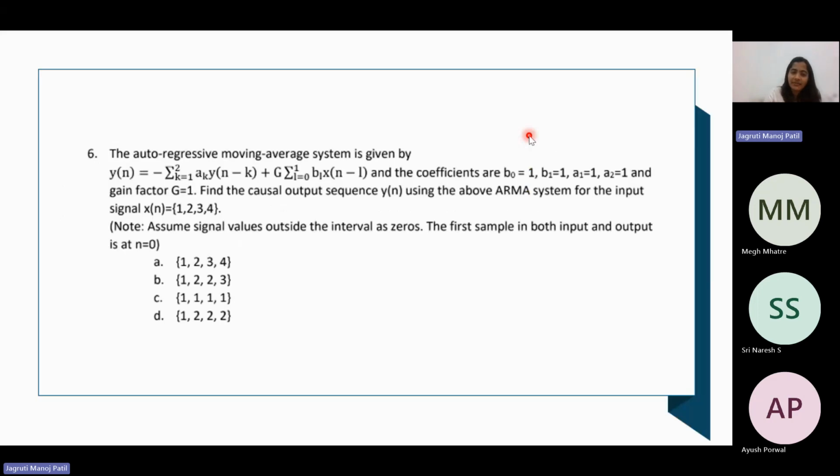So this is something I guess you'll have to write and do, but it's based on this particular y of n formula only. The autoregressive moving average system is given by this formula that we saw previously also, and the coefficients are given also. Gain factor is 1. Find the causal output sequence. Causal is essentially from 0, the positive side, using the above ARMA system for the input signal 1, 2, 3, 4. Note that the signal values outside this interval are 0. First sample in both input and output is at n equals 0.